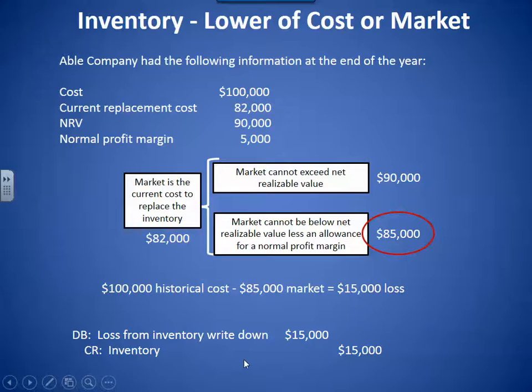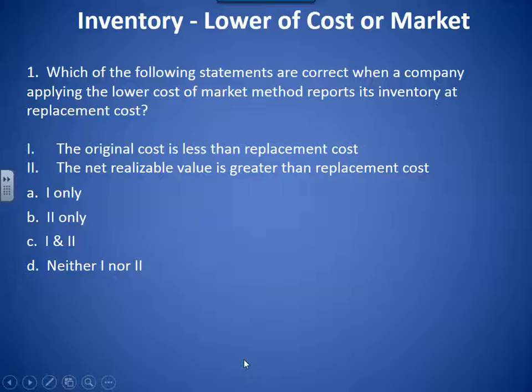Now, with that said, let's take a look at number one. And this is a theoretical problem regarding lower cost of market. And it says, which of the following statements are correct when a company applying the lower cost of market method reports its inventory at replacement costs? You have two statements. Number one, the original cost is less than the replacement cost. Number two, the net realizable value is greater than replacement cost. So again, do your analysis, stop the video, and when you're ready, go ahead and restart the video.